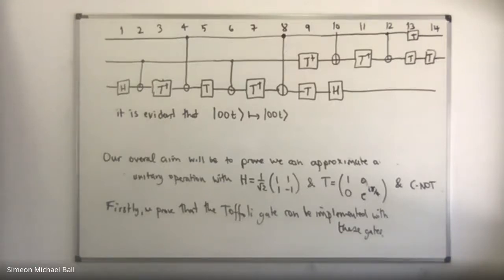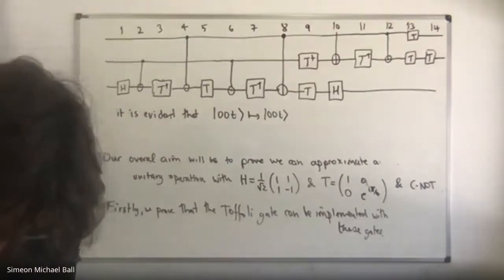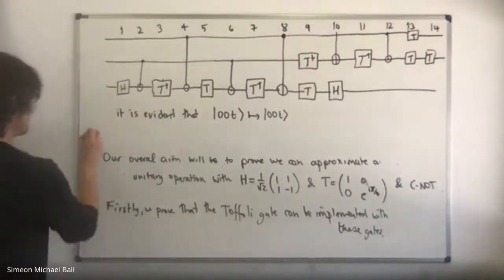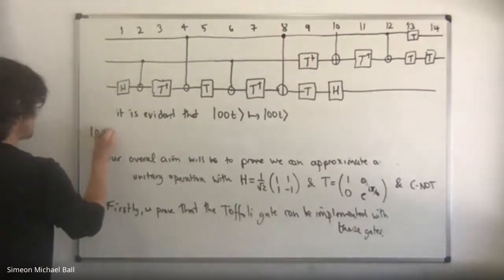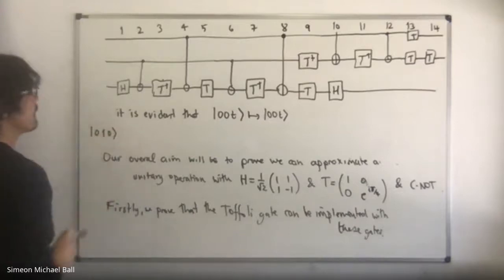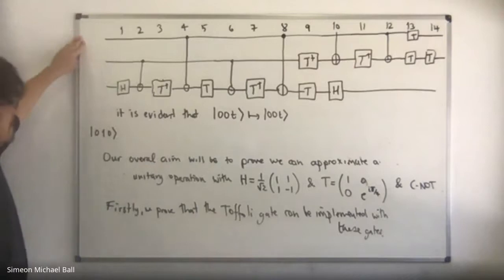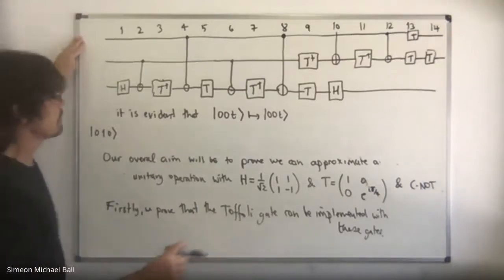Okay, let me use the last few minutes to see if I can calculate some more. Let me try 0, 1, 0 and see if I manage to get the fact that this should go to 0, 1, 0. So what we're saying is this is the Toffoli, so this should be the Toffoli.